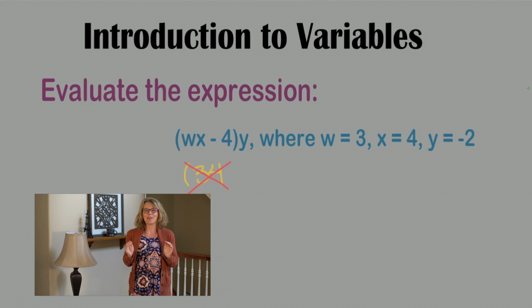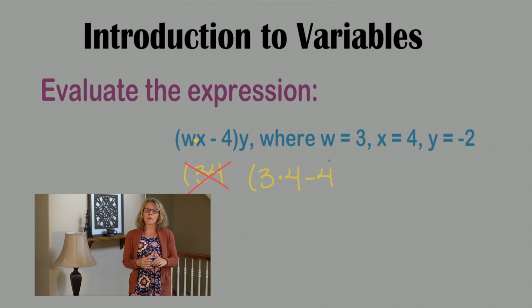Never, never, never do that. I will X it out right away. Two variables next to each other mean to multiply. So WX is W times X. Sometimes I put a little dot in there so you can see it. For us, W equals 3, X equals 4, so we have 3 times 4.